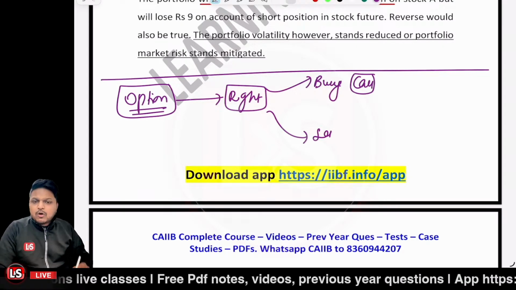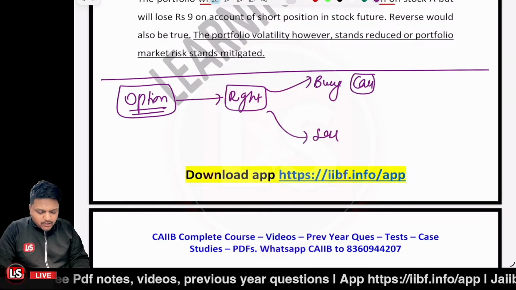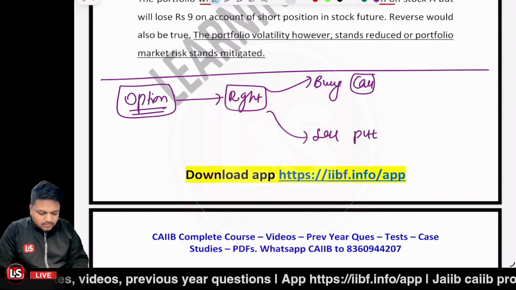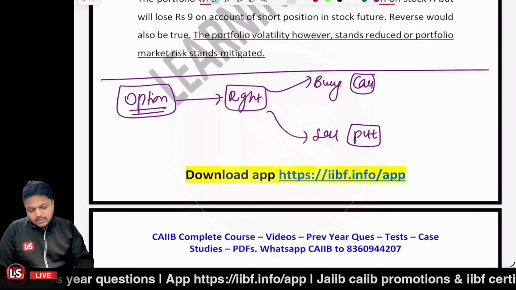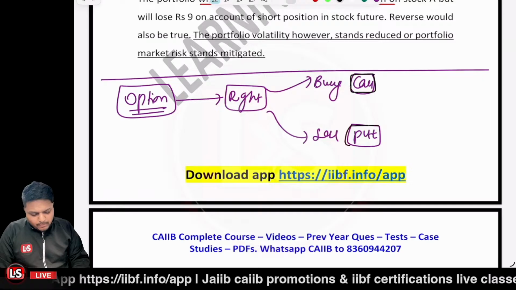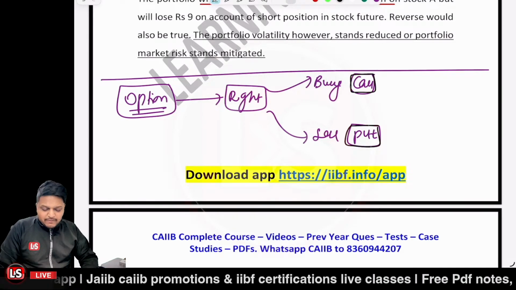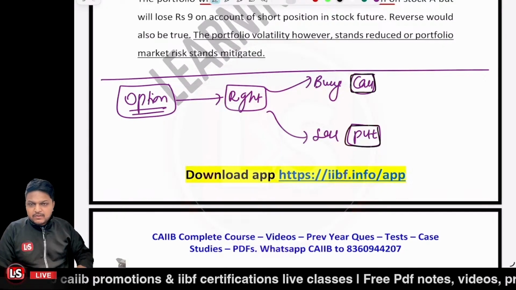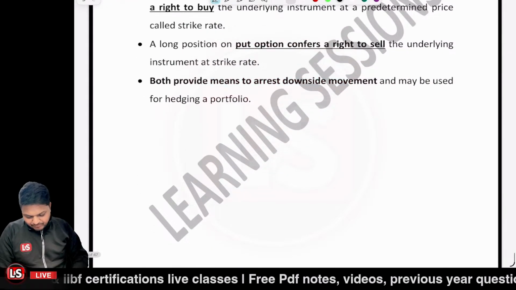And when it gives you a right to sell, we are talking about the put option. So there is a call option and a put option. The call option gives you a right to buy, and the put option gives you a right to sell. You may be feeling that it's a complicated process, but trust me, it's not, right? Let me just give you a complete example for the same.